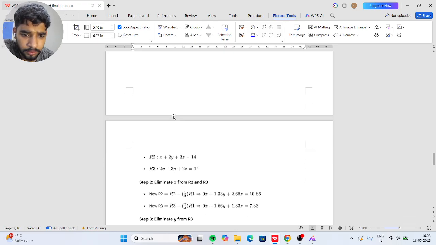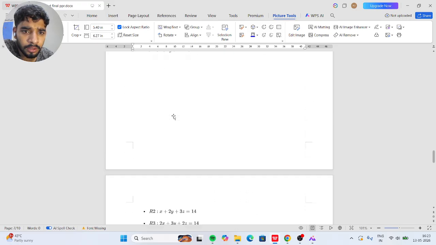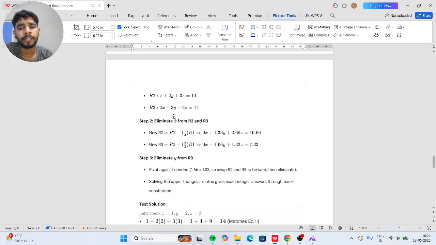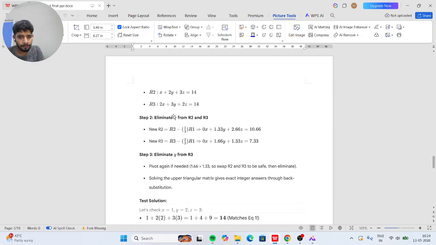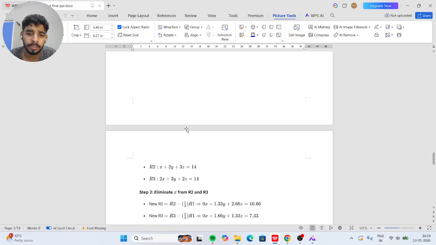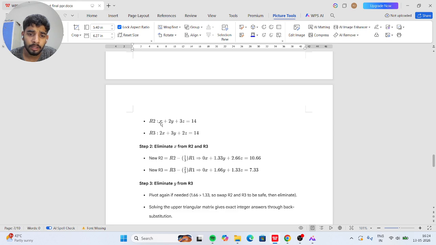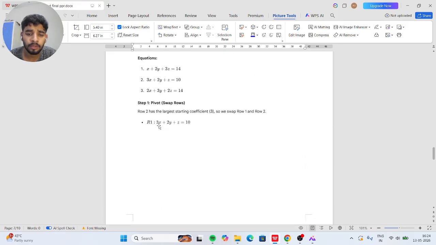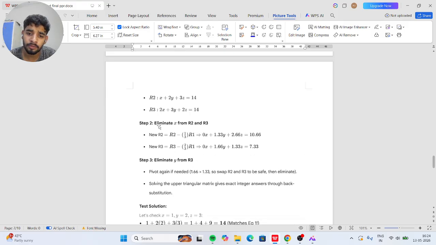So here it is. We will swap R1, R2, and R3. Now we will eliminate x from R2 and R3. If you see, R2 is equal to R2 minus 1 by 3 R1. You may be curious how 1 by 3 came. The 1 by 3 came from the coefficient of x in R2, which is 1, and in the denominator the coefficient of x in R1, which is 3.